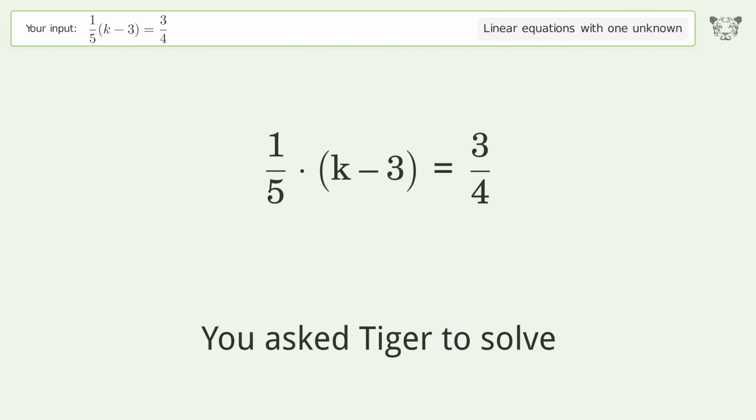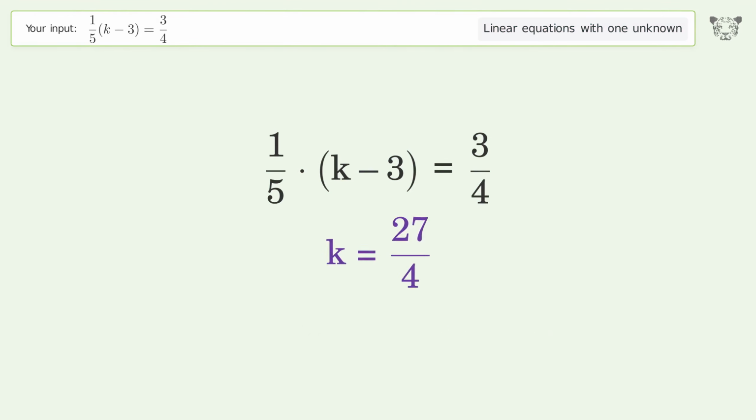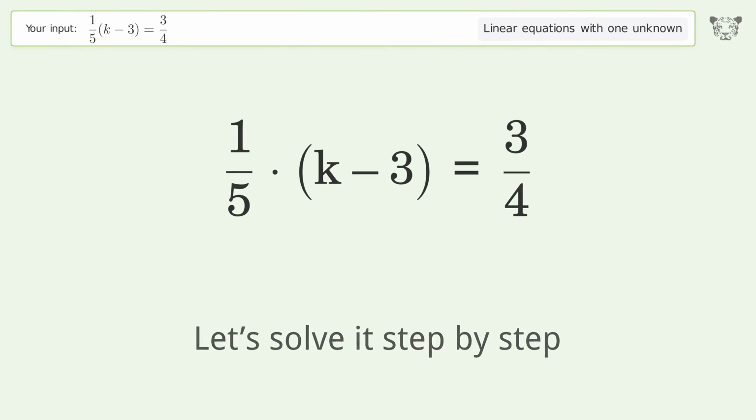You ask Tiger to solve this. This deals with linear equations with one unknown. The final result is k equals 27/4. Let's solve it step by step.